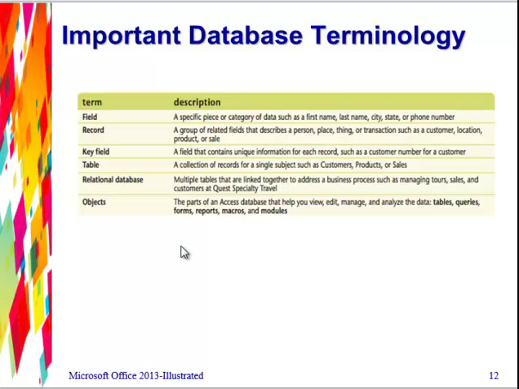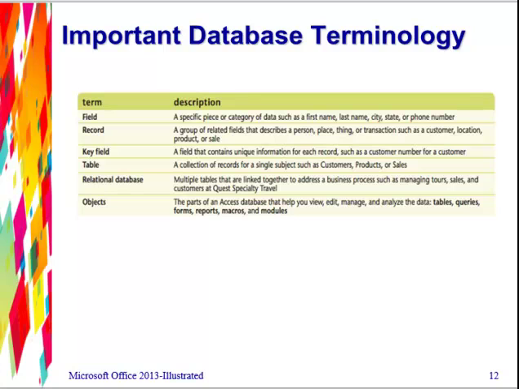In other words, it'd be like a row in an Excel spreadsheet where it talks about specific things listed in that row. A key field is a field that contains unique information for each record, such as a customer number, or if you have Access generate a user ID number as you're putting them in. A table is a collection of records for a single subject, such as customers, products, sales. Like I was talking about before, it's all the records for that category.